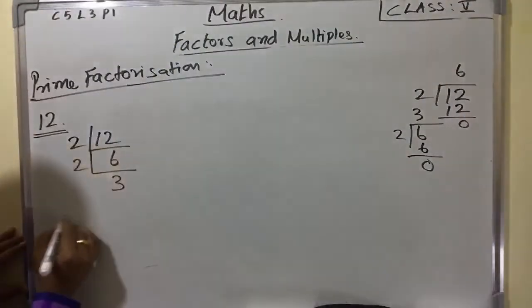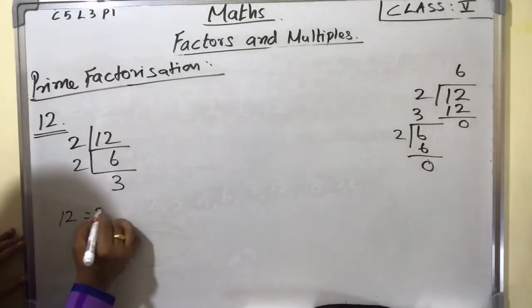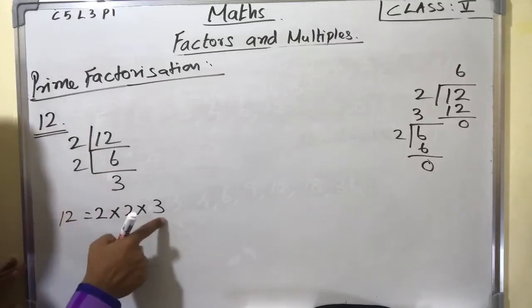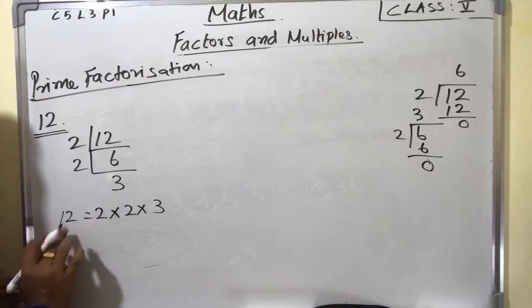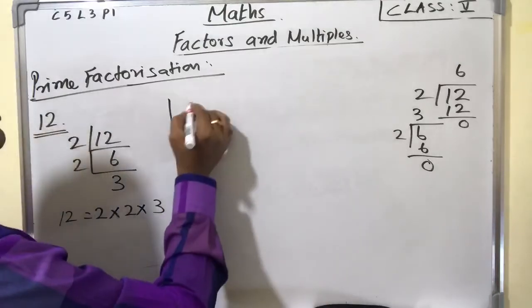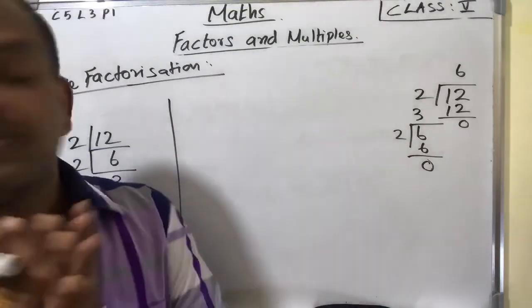So now 12 is equal to 2 into 2 into 3. 2 2s are 4, 4 3s are 12. One more example I will give, then you will understand easily. 36, from your book only.